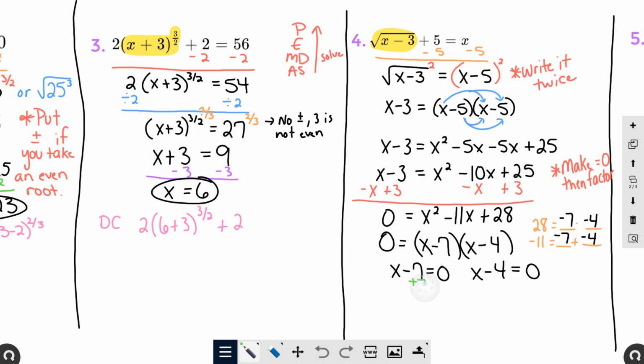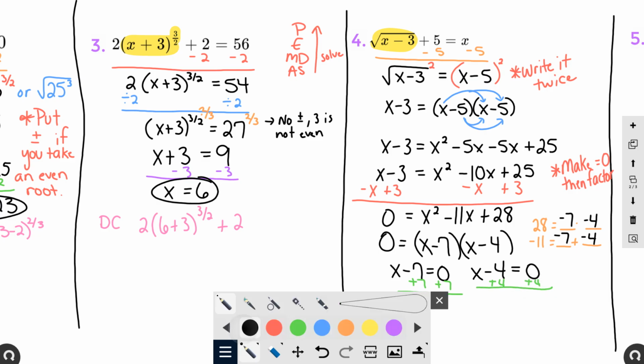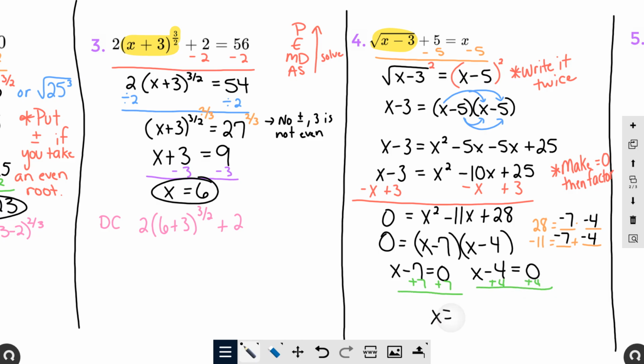So let's add 7 on this one and add 4 on this one. So I end up getting 2 answers out of this one as well. X equals 7 and x equals 4. It's a pretty long one, huh? And that'll happen a lot when you have x on one side and x on the other side. It ends up being kind of long.